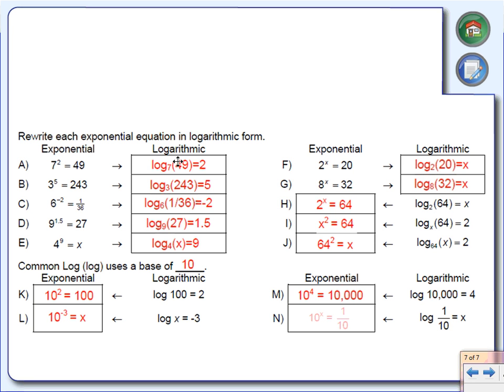So what we're going to be doing today on our assignment is going from an exponential to a logarithm, or from a logarithmic to an exponential. Okay, so that's all we're going to be working on today. Tomorrow we'll get a little more in detail about these logs.